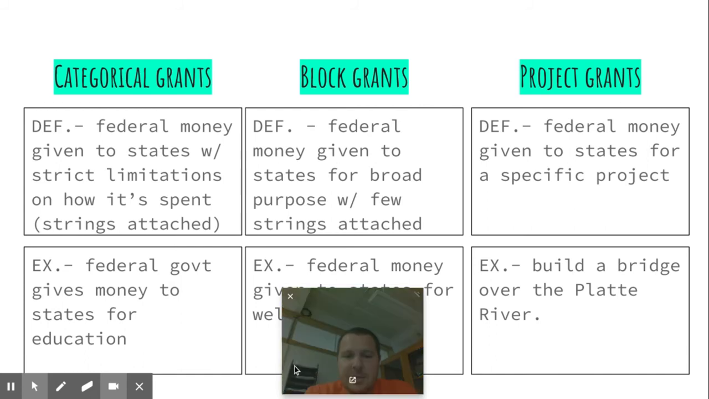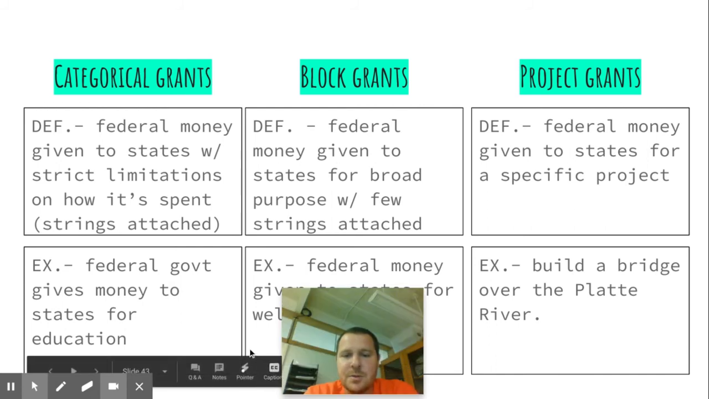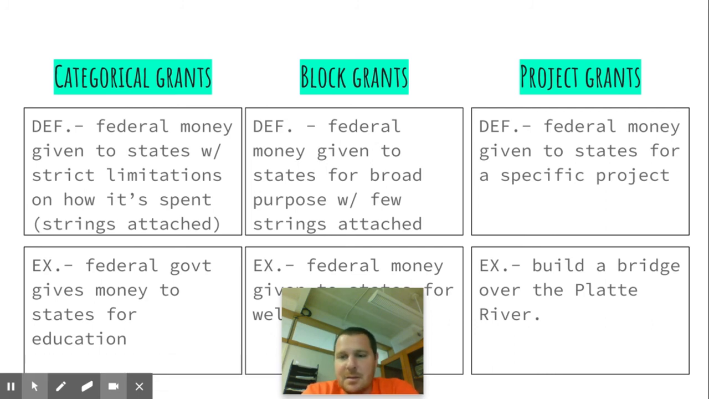So I put an example of, because the community where we live, there's a river called the Platte River. And so a project grant might be that we would need, for whatever reason, a new bridge built across the Platte River. The county, Platte County, may appeal to the federal government for a project grant to build this bridge. Once the bridge was done, the federal government would stop giving money for the bridge because it's a specific project.